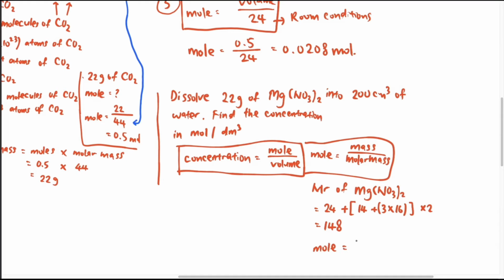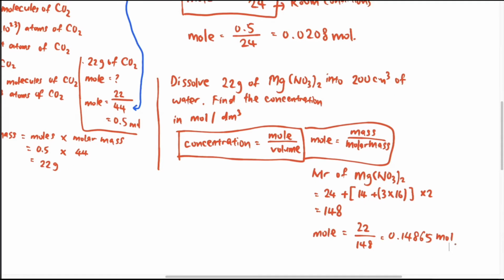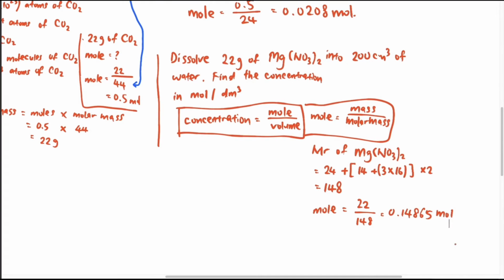Mole equals 22 grams, the mass, divided by the molar mass, which is 148. So 22 over 148. We get a decimal number, 0.14865. Let's say this is the mole. Then we can find the concentration by using the formula.